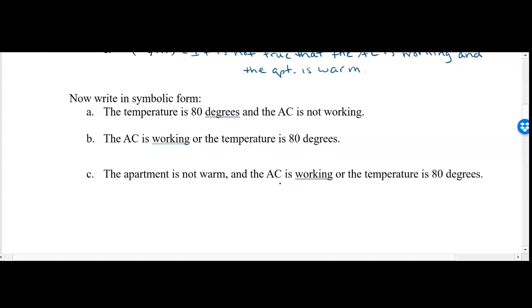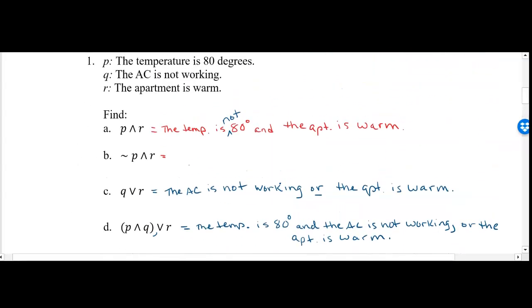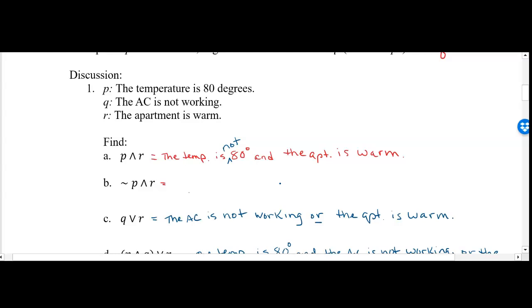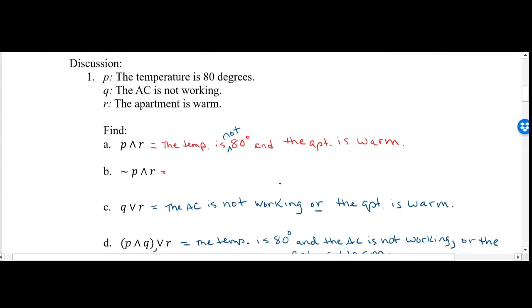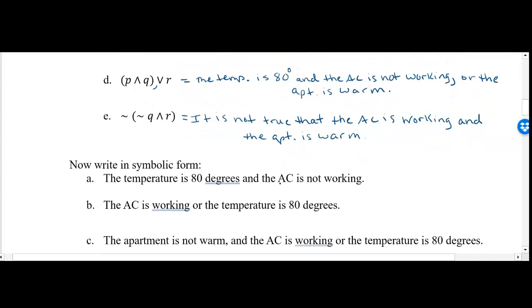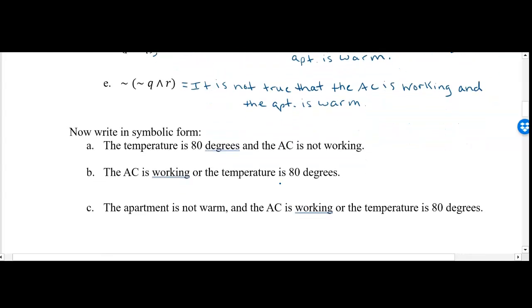Here we have the temperature is 80 degrees and the AC is not working. Now, just as a reminder, we'll go back up here. The temperature is 80 degrees is your P, and Q is that the AC is not working. All right? So I have the temperature is 80 degrees and the AC is not working. That's your P and Q.